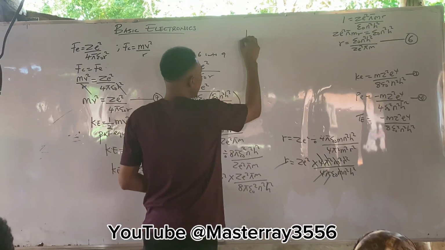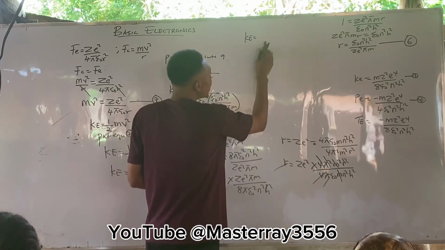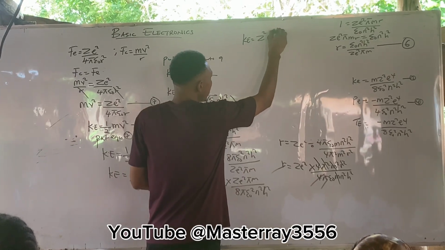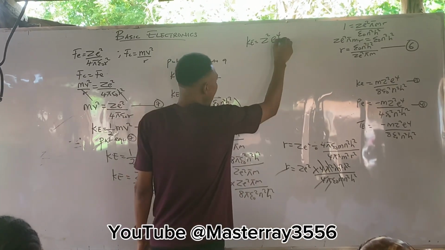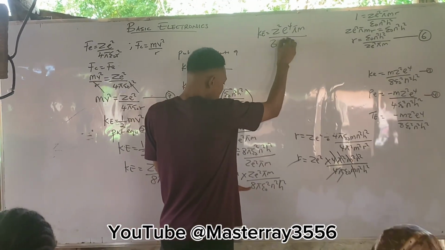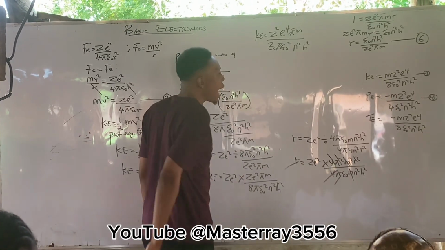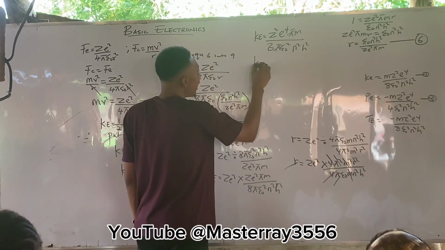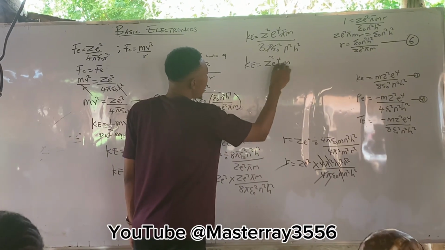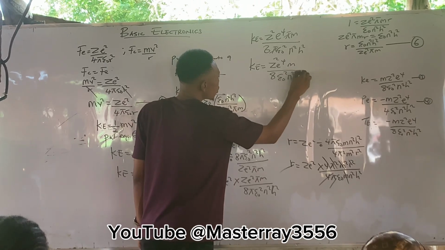Alright, we have KE equals Z times Z gives us what? Z squared. Then E squared times E squared, E to the 4. Then pi and N. Then all over this is now 8 epsilon naught squared N squared A squared. Pi can cancel out pi, isn't it? So what we are left with is KE equals Z squared E to the 4 m over 8 epsilon naught squared N squared A squared.